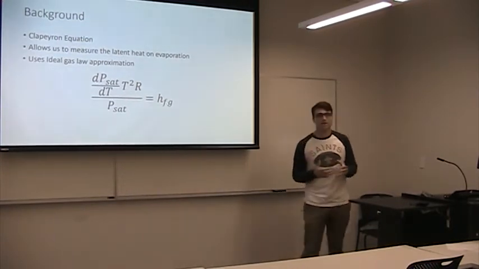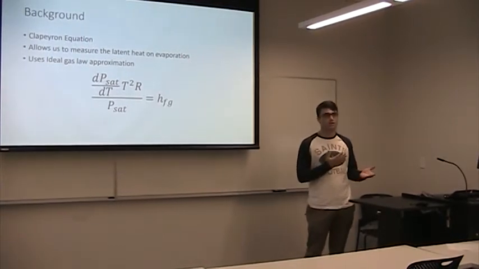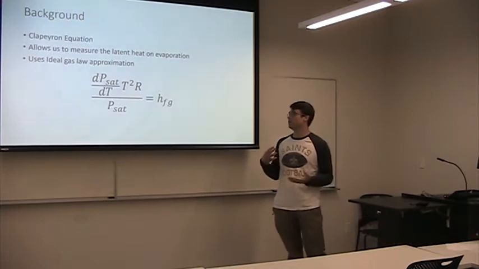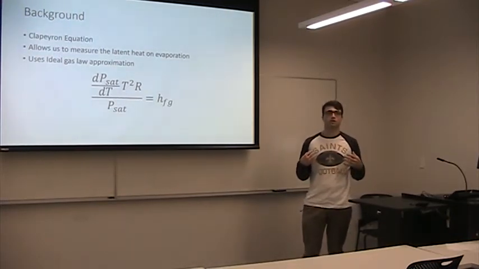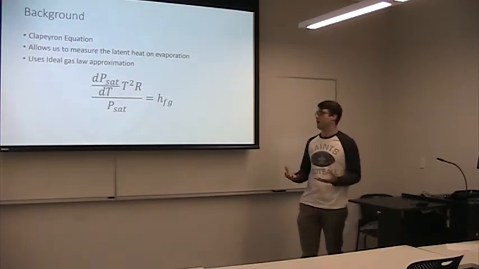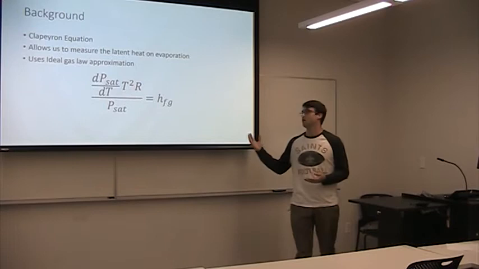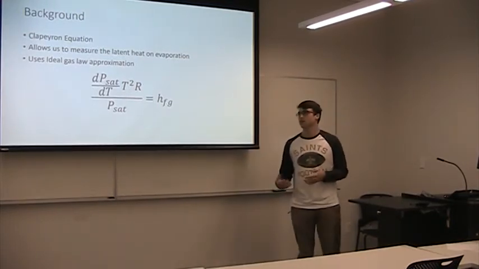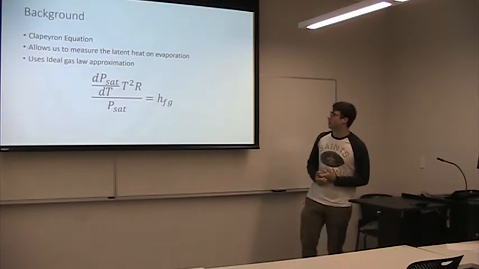The Clapeyron equation is that missing link that we need to turn the temperatures and pressures into the latent heat of vaporization. But in order to make this equation really applicable to our situation, we needed to make the ideal gas law approximation, which usually is used well into the superheated region.